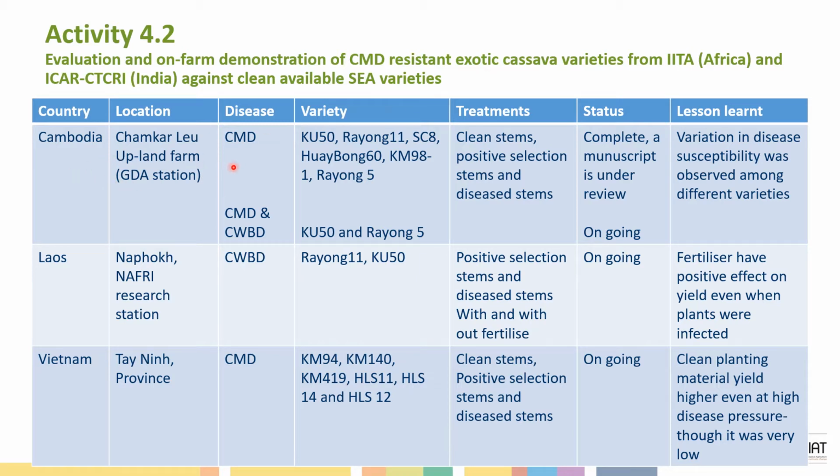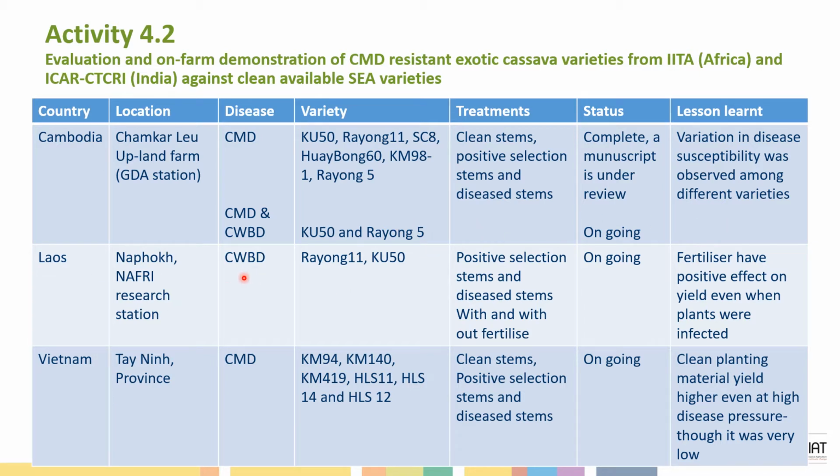In Cambodia, we have done a CMD experiment and also a CMD and CWBD experiment. The CMD experiment is completed. We did it for 3 years, and we saw variation in disease susceptibility among the varieties. We also submitted a manuscript, and it came back with a minor revision last week. This experiment is ongoing, and we want to include Rayong 11 in it, as Rayong 11 is reputed to be CWBD tolerant. So we need to do another couple of years of experiment.